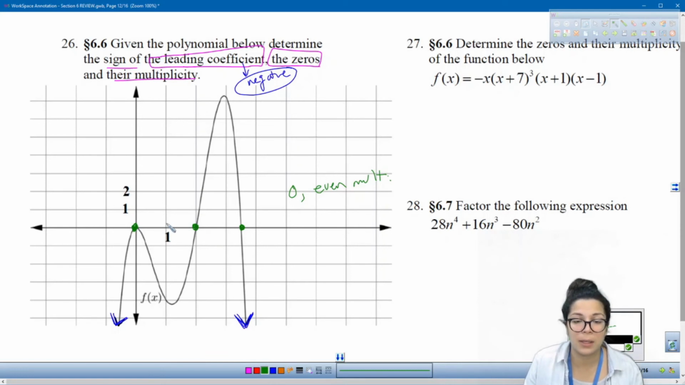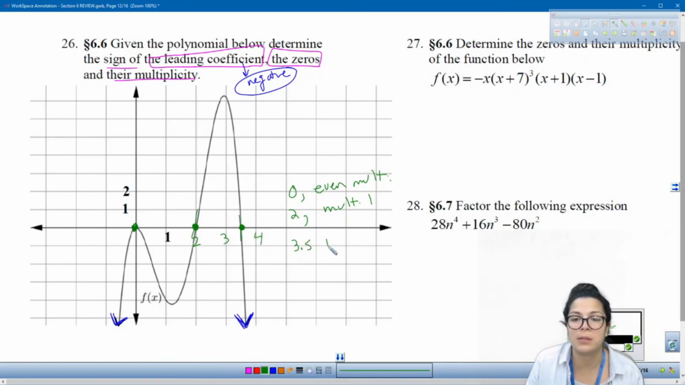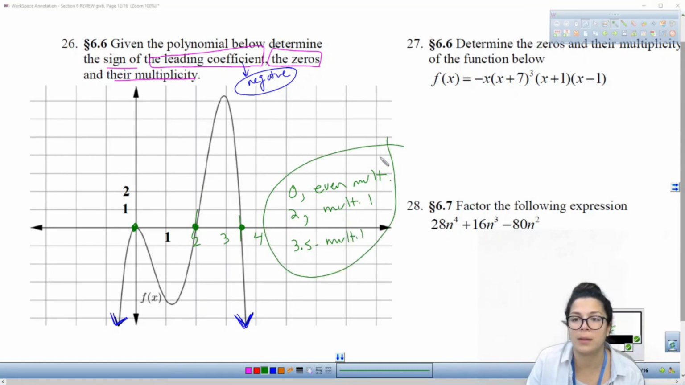Then the next zero, this is 1, so this is 2. And we're going through it straight, right? So that's a multiplicity of 1. And then lastly, this zero, so this is 3 and this is 4, so that's 3.5. That's also going through it straight, so that's a multiplicity of 1 as well. So those are the zeros with their multiplicity.